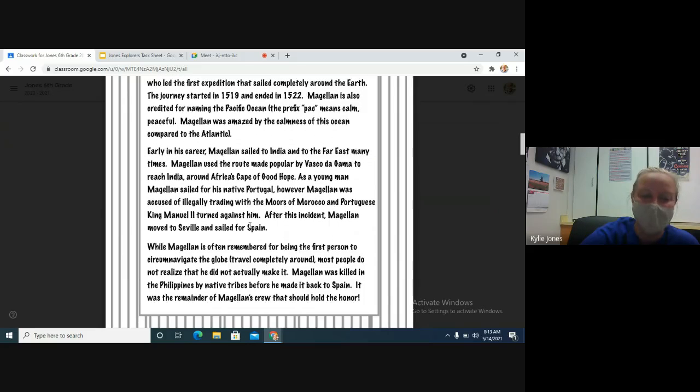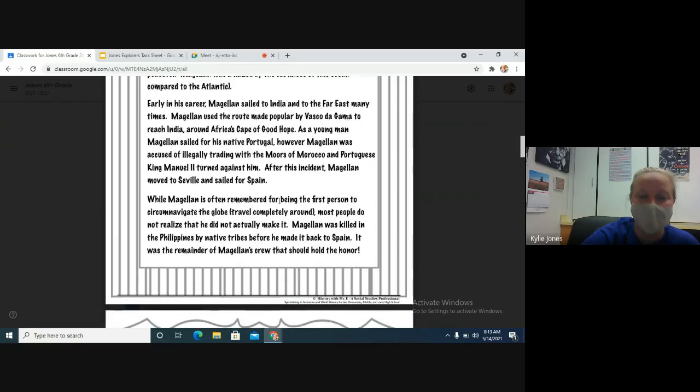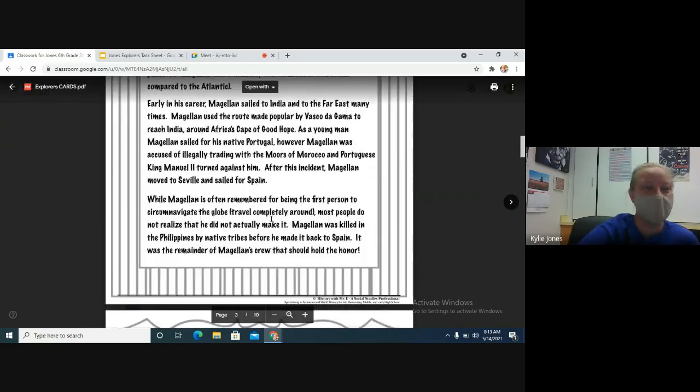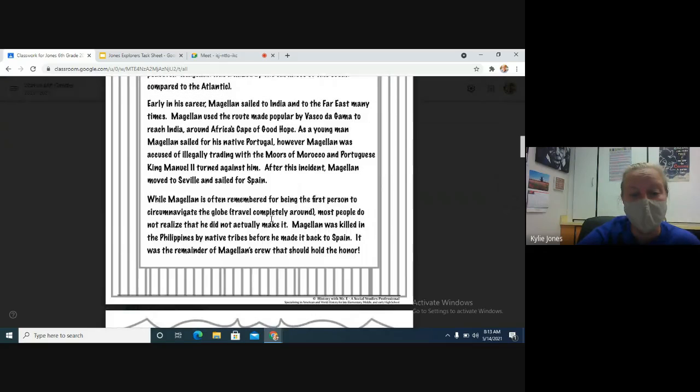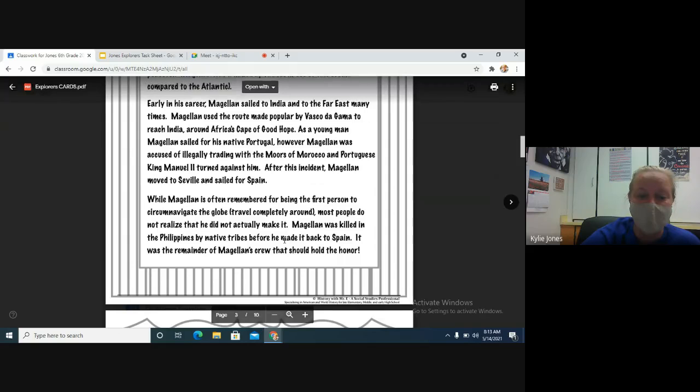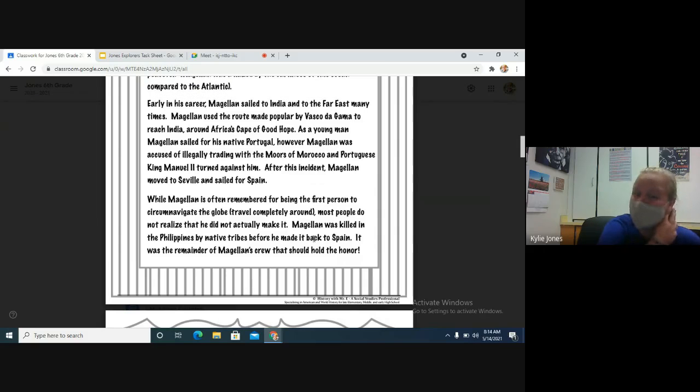While Magellan is often remembered for being the first person to circumnavigate the globe, which means to travel around it completely, most people do not realize that he did not actually make it. Magellan was killed in the Philippines by native tribes before he made it back to Spain. It was the remainder of Magellan's crew that should hold the honor. So he didn't even get to make it all the way around the world. He died in the process, which is sad.